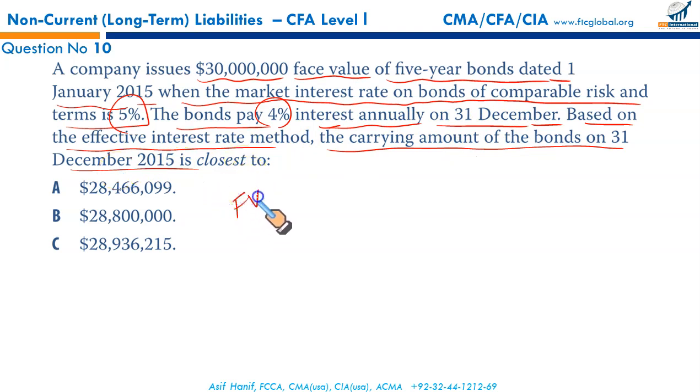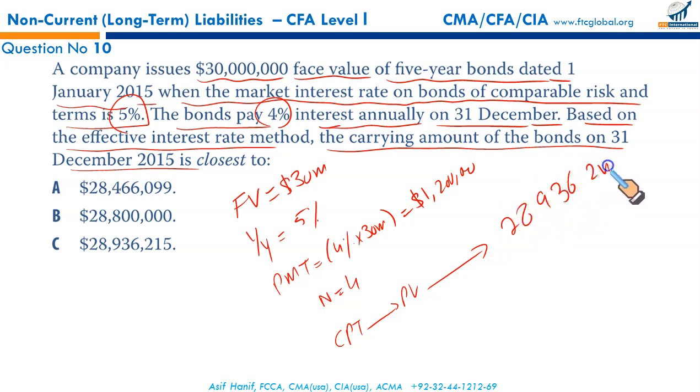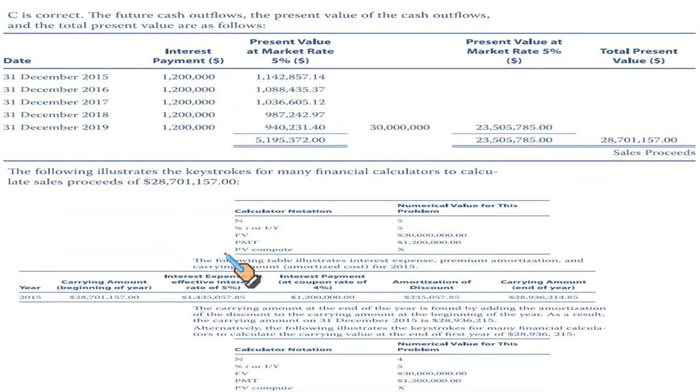So what you're going to do, FV is equal to 30 million. Interest rate for discounting is MRI, that is 5%. The interest payment is based upon the coupon, which is 4%, times 30 million. It will give you 1.2 million. Now remember, since we want to calculate the value at the end of the first year, of the 5-year bond, now we'll put N as 4. CPT, present value, will give you 28,936,214.85, and that makes C the correct option. C it is.